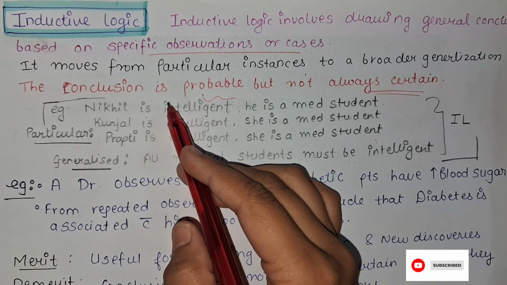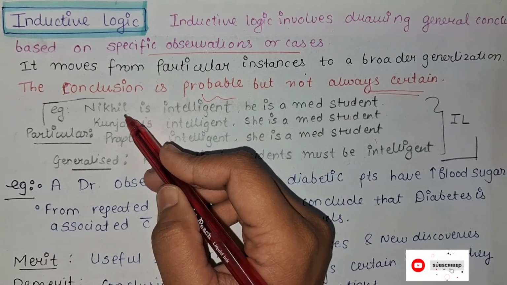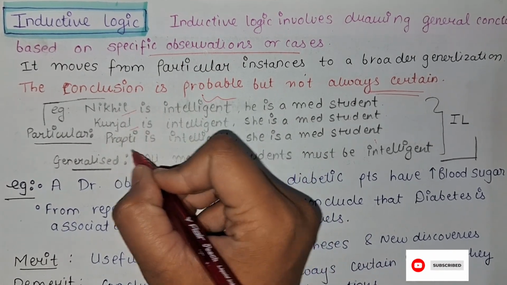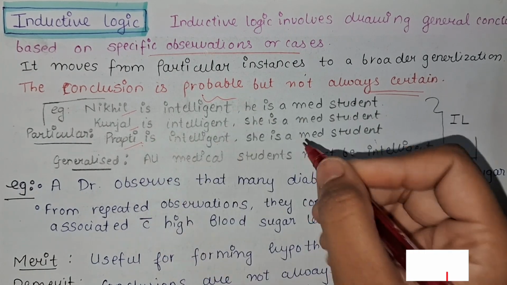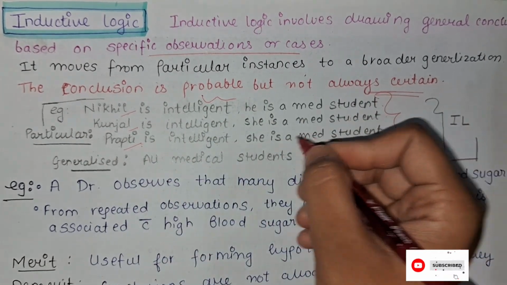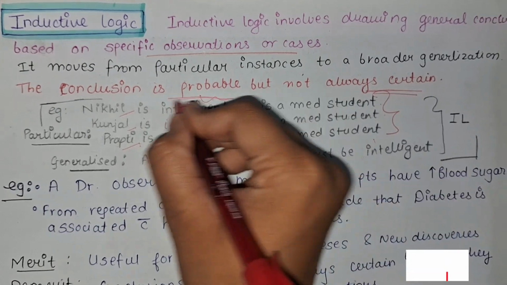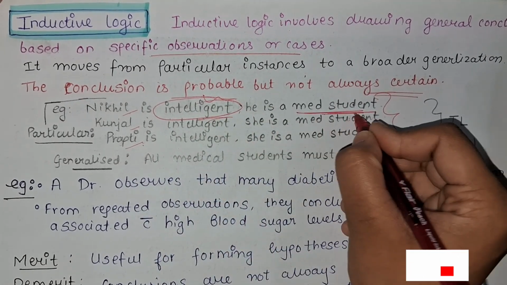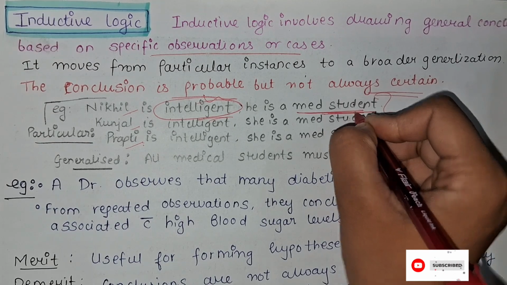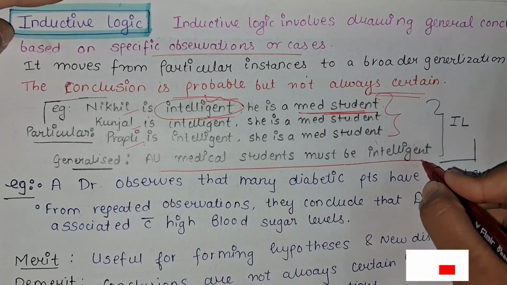Person, I mean. So here I'm talking about Nikhil, Kunjal and Prapti. But if I take these observations, where I can see that intelligent students are medical students, like the persons who are intelligent are medical students, and I generalize it that all medical students must be intelligent.